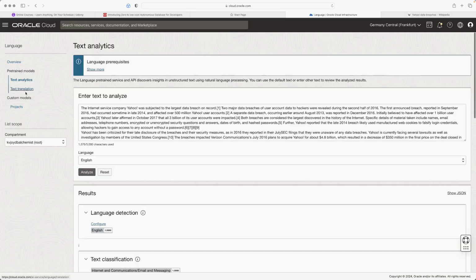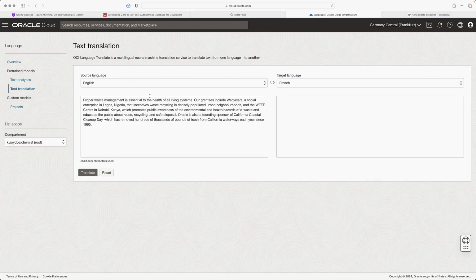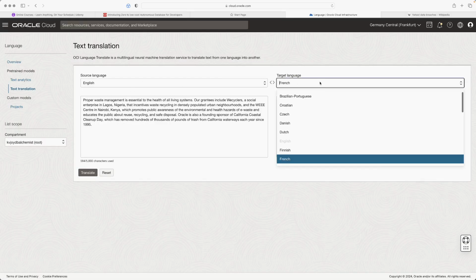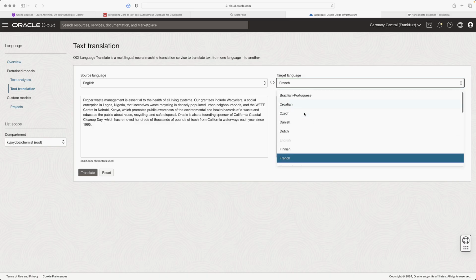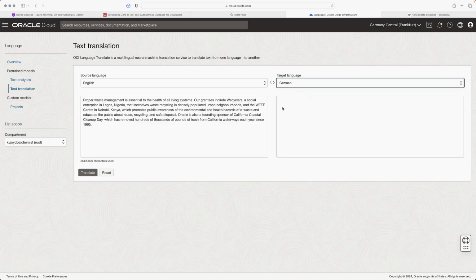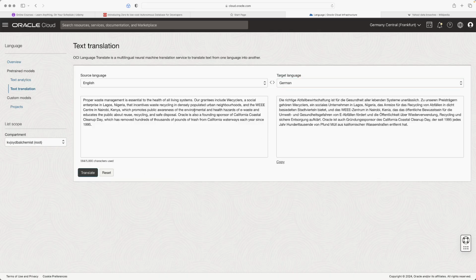And very quickly, if we see the text translation, again with the same text, you can choose from different target languages. Like I could go to Czech, I could go to Dutch, I could go to German. Let's select German. I say translate, and it's able to very quickly translate this text from English to German, right? So that's pretty much what we can do.